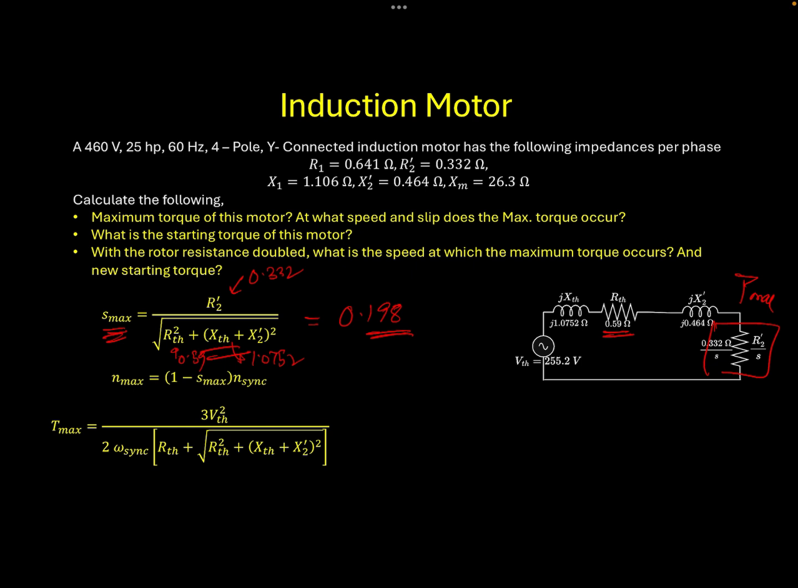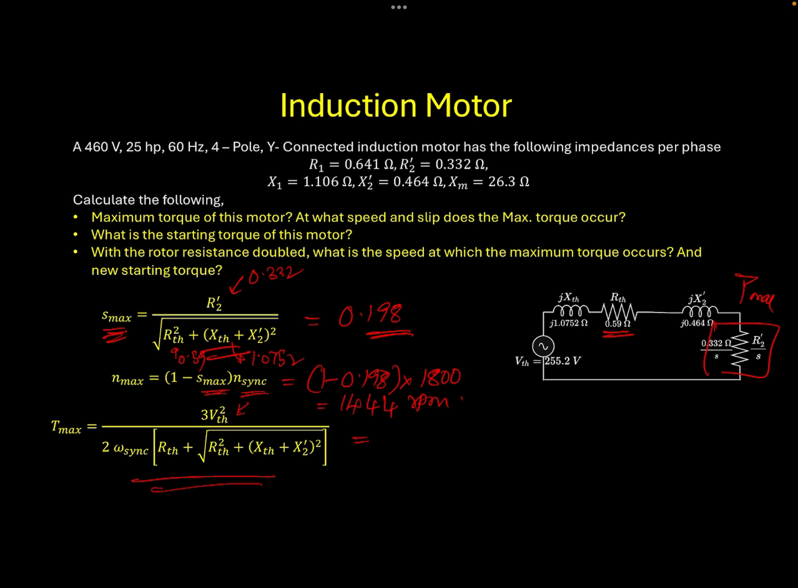And now once you get the value of slip, then you can calculate the corresponding speed, because slip is available and we know the synchronous speed which we already calculated in one of our previous problem. So then it is 1 minus 0.198 multiplied by 1800 rpm will give us the speed at which you get maximum torque, that is 1444 rpm. So this is the speed at which you get maximum torque. And now if you wanted to know the value of that maximum torque, you can get using this particular equation.